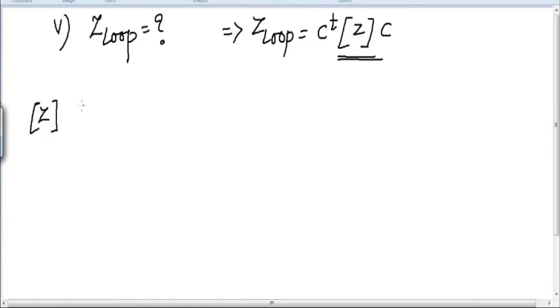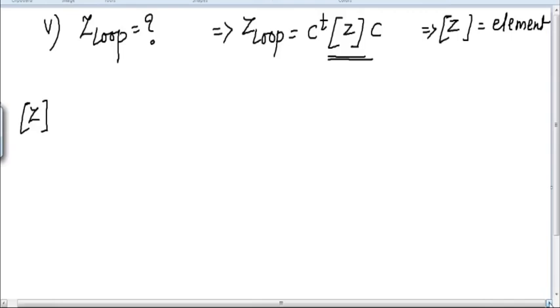So Z matrix is basically an element by element matrix. So this Z matrix is element by element matrix, I will write here.